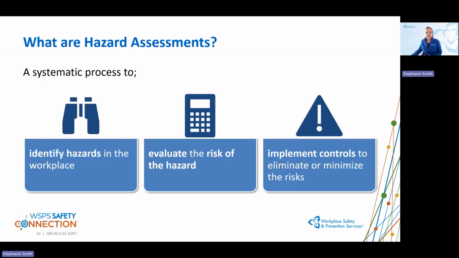So first off, what are hazard assessments? When we look at hazard assessments, they're a systematic process to identify what are the hazards in your workplace. They help to evaluate the risk of that hazard. So it's great to identify the hazard, but understanding the risk of that hazard, what injury could it cause? What priority level is it, is really important because that helps shape your occupational health and safety management system moving forward. And they also help to implement controls to eliminate or minimize the risk. So they're helping identify what controls are in place to protect from that risk level and how to minimize that risk level.